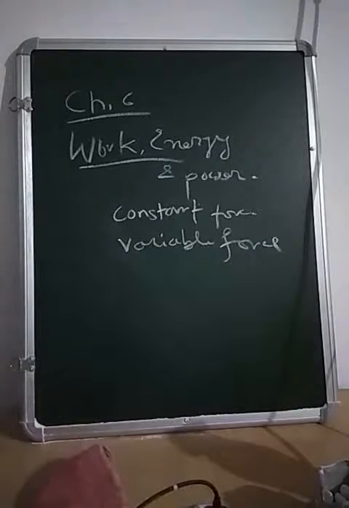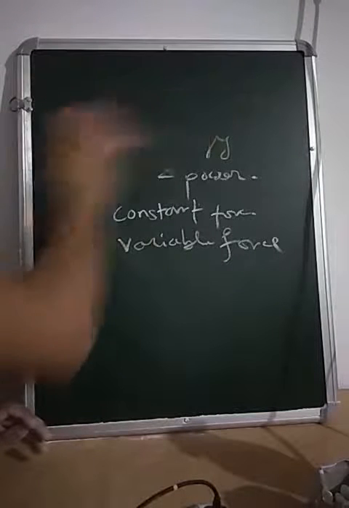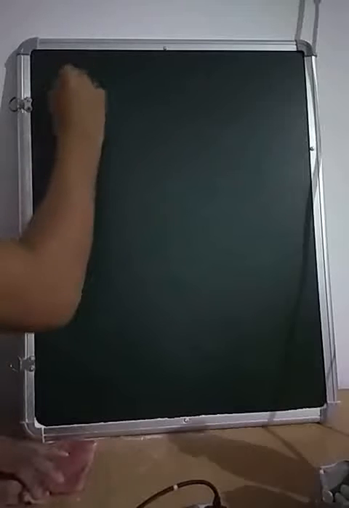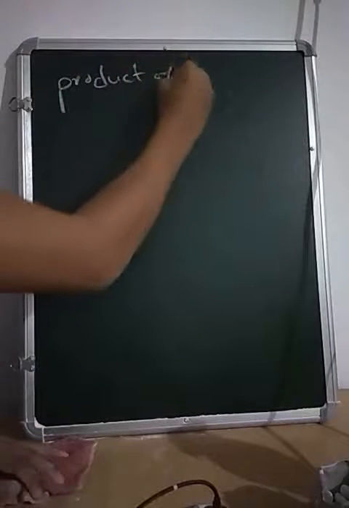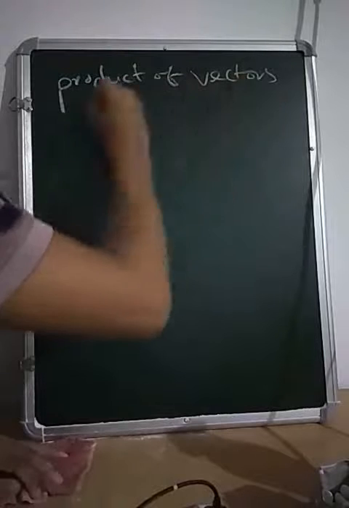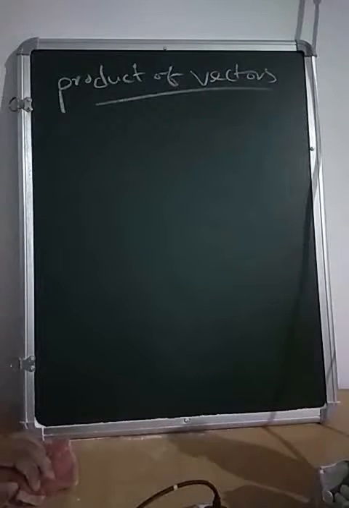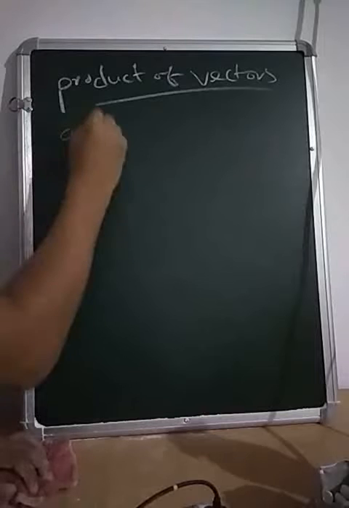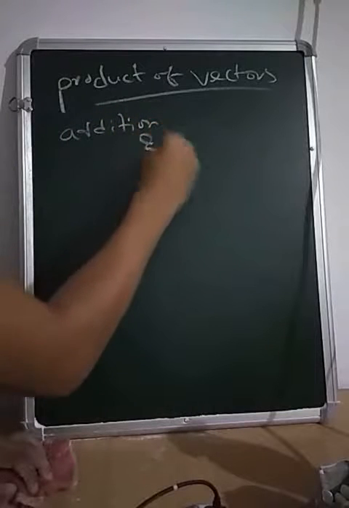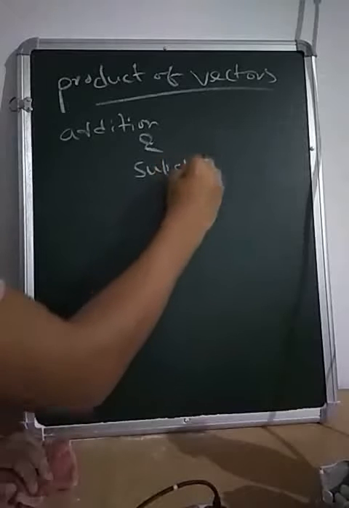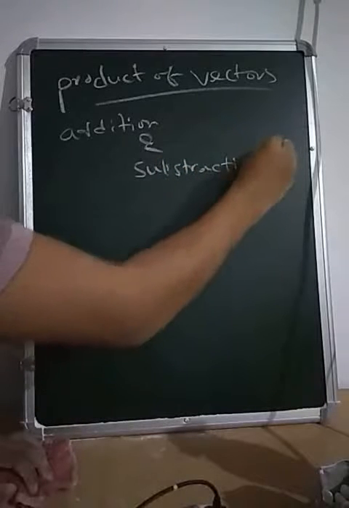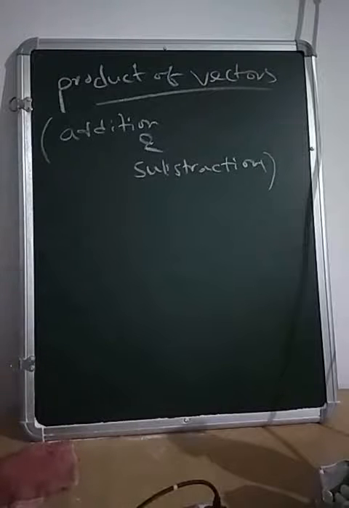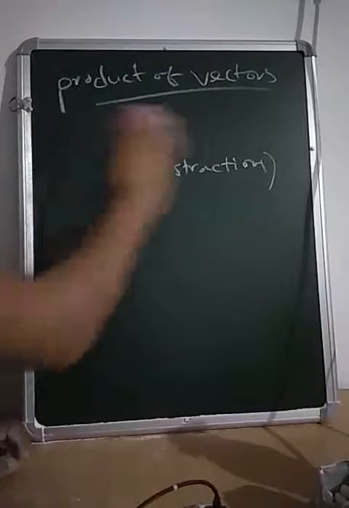Before going to the chapter, you have to know about the product of vectors. We'll discuss the product of vectors first. Earlier we have discussed the addition and subtraction of vectors. Now we will go for product.